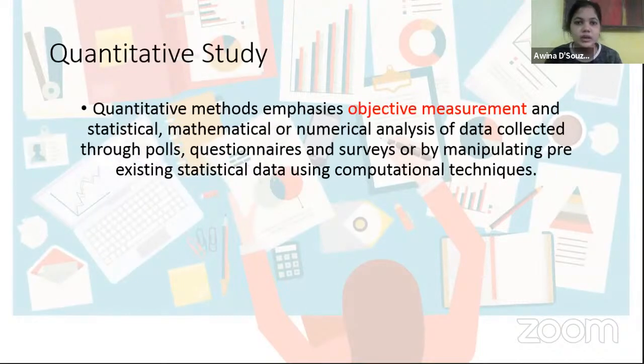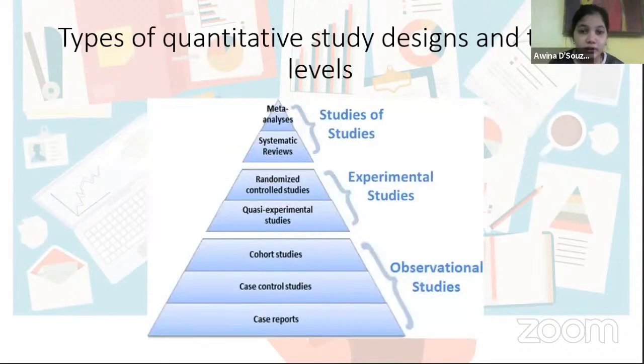Next, quantitative study. The quantitative method is more objective, as we said. It's based on numbers, or a numerical manner. It is conducted through polls, questionnaires, and observations. It's more of a quantity. So now these are the different types of quantitative study design.